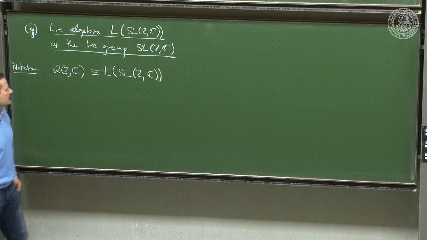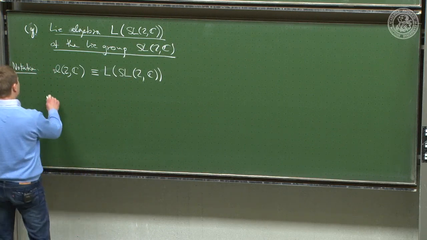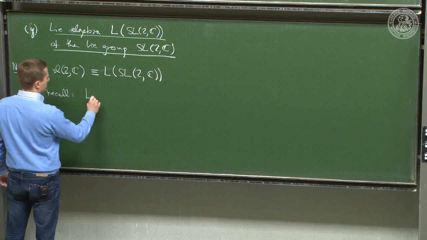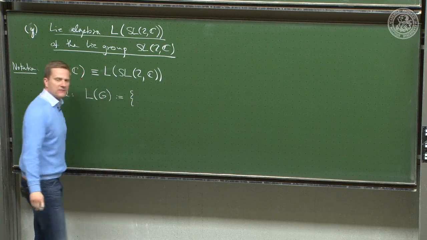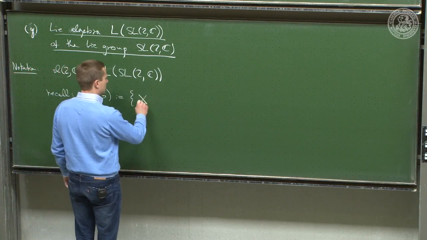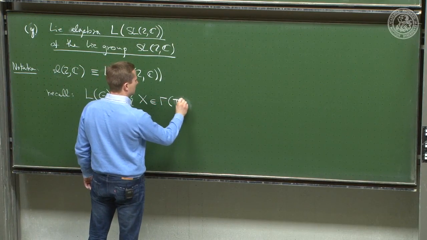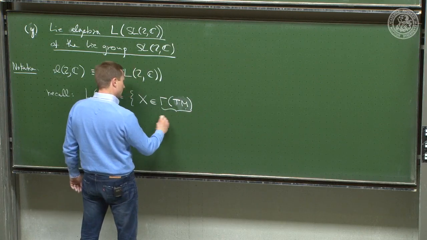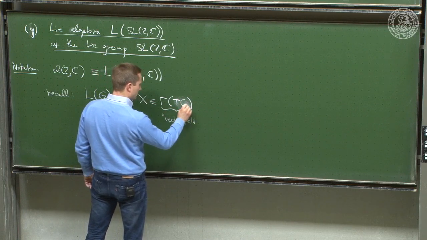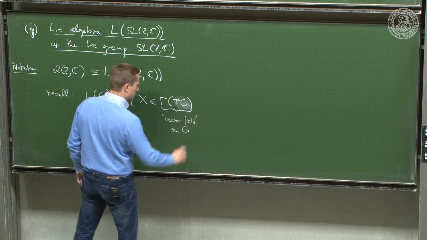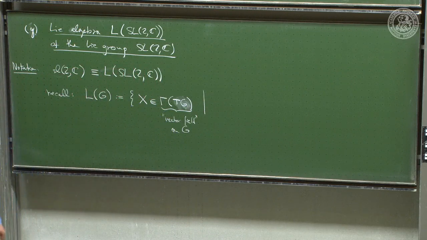But now we need to think hard again. What is this L of SL2C? Well, recall that the Lie algebra of a Lie group, as a set, was the set of all left invariant vector fields. So X was a vector field on the group, a section of the tangent bundle, on the group G, that was left invariant. What was a left invariant vector field?